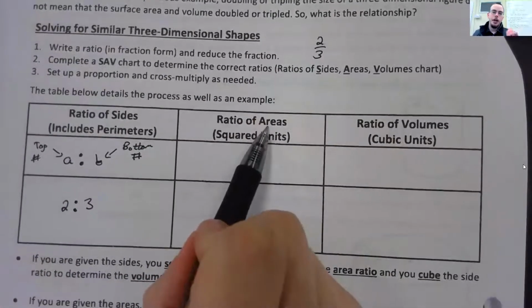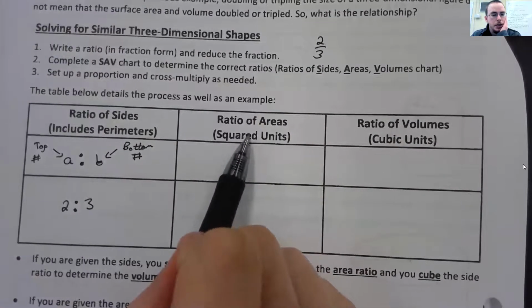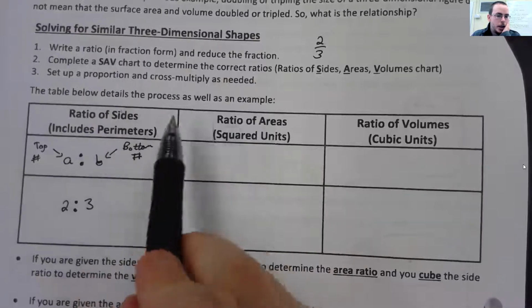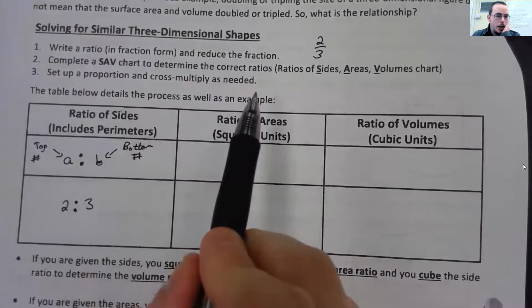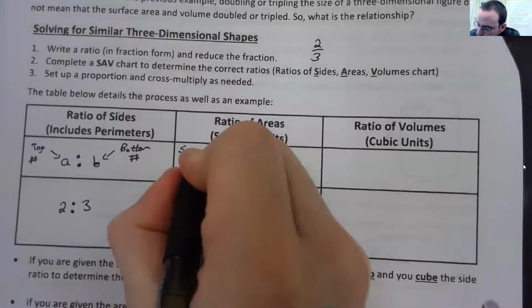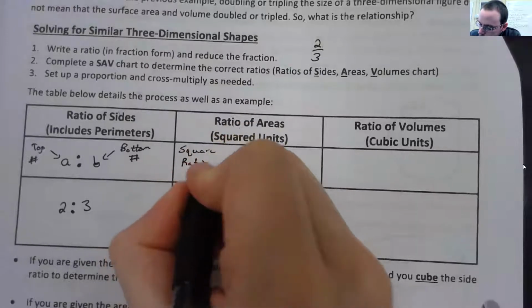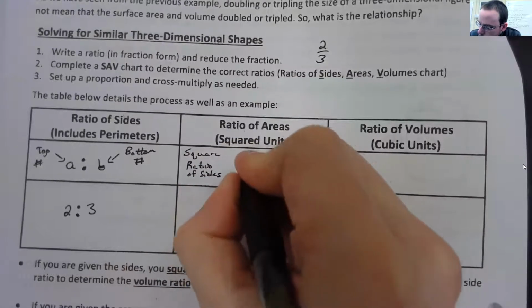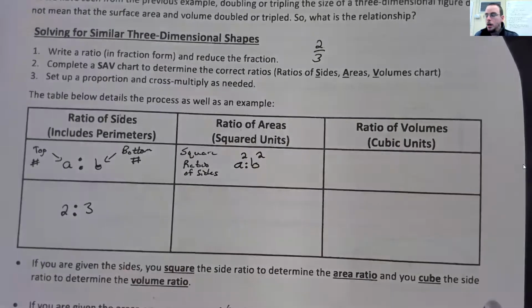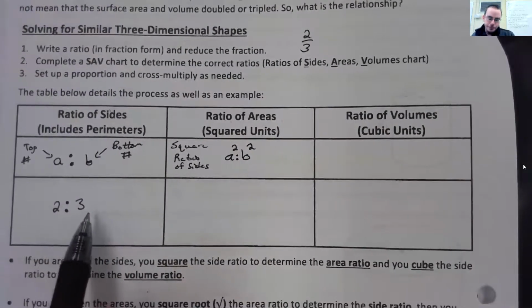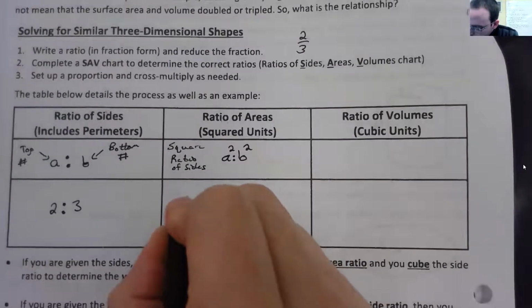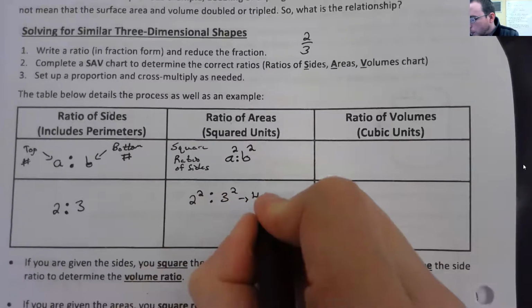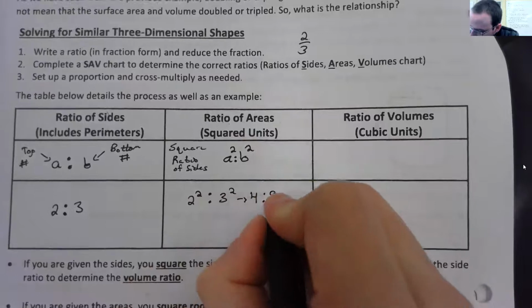Now we talked about the ratio of the areas and how it uses squared units. So since it uses squared units, the ratio of the sides must be squared to get to the ratio of the area. Okay, so square the ratio of the sides. So for instance, you would have A squared to B squared. So if our A and B were 2 and 3, we would have 2 squared to 3 squared. 2 squared is 4. 3 squared is 9.